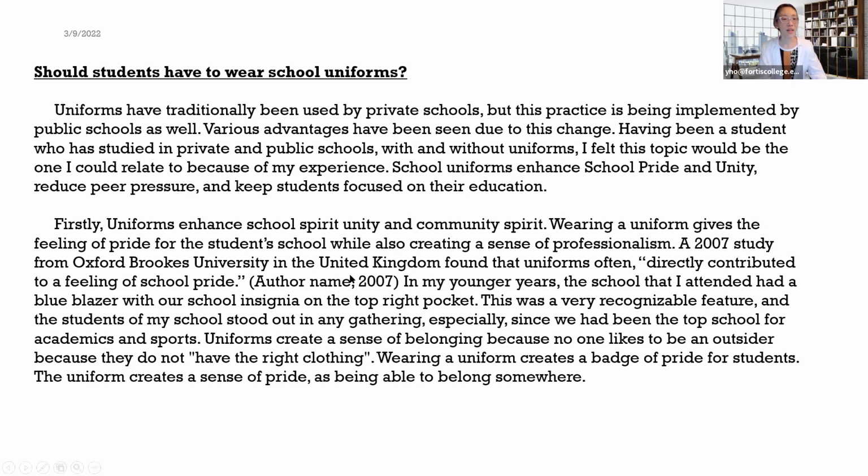If there's no name for the author, then you write in the website name, or you write in Oxford Brookes University 2007. I have a question: do I put the website in the paragraph, because it's at the bottom with the references? Yes, you would put the website, and if there's no author name, you put in the website name and the date. Was that your question? That was my question.